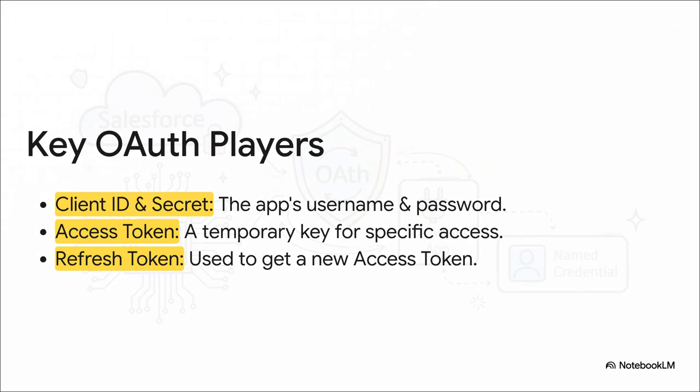Now, to really get that flow, you've got to know the main characters in the story. First, you've got the client ID and secret. Think of these as the app's own username and password. It's how Salesforce knows which app is knocking on the door. Then you've got the access token. This is our star player, the digital valet key we were talking about. It's temporary, and it only unlocks specific things. And finally, the refresh token. This one's super important. It lets the app get a brand new access token after the old one expires without bothering you to log in all over again.